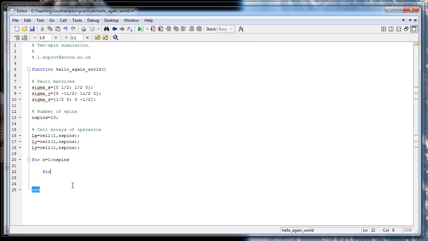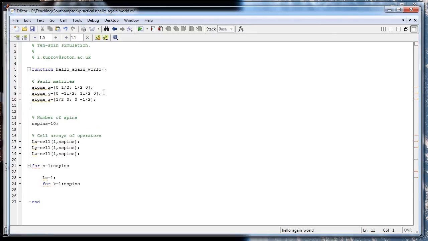So another for loop for k equals 1, again to n spins, and our initial operator, let's say Lx, will be equal to just 1. And 1 is a one-dimensional state space with just one state. It simply corresponds to spin 0. And what we also have to add here at the end is the unit operator. So unit equals 1, 0, 0, 1.